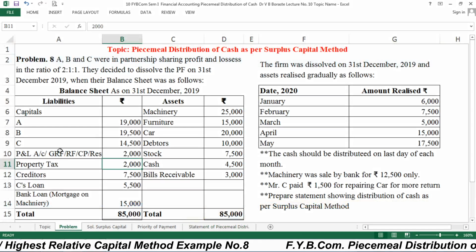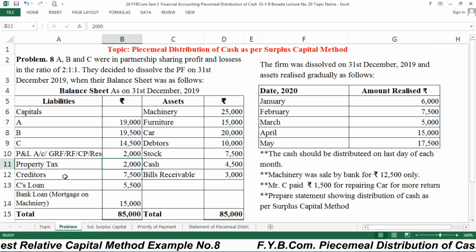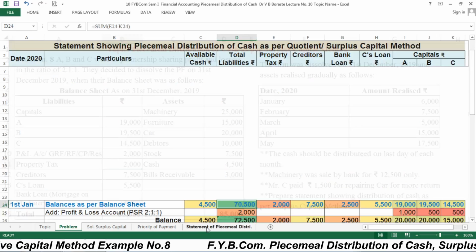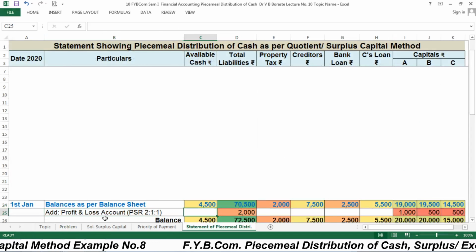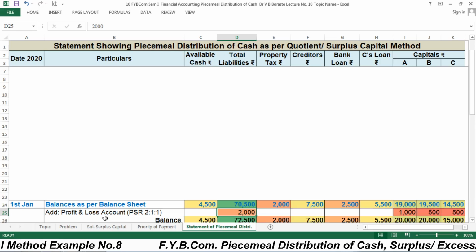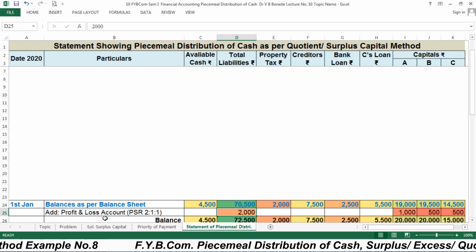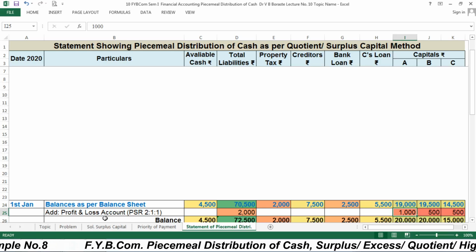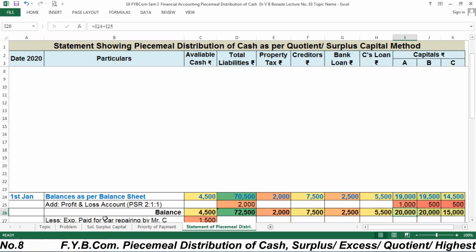After that, we have profit and loss account or general reserve or reserve fund or only reserve or current year profit or whatever it may be. We have to add that profit. So add profit and loss account, that is 2,000. Again liability will increase by 2,000 because we are adding that amount to partners' capital. So 19,000 plus 1,000, balance will be 20,000.